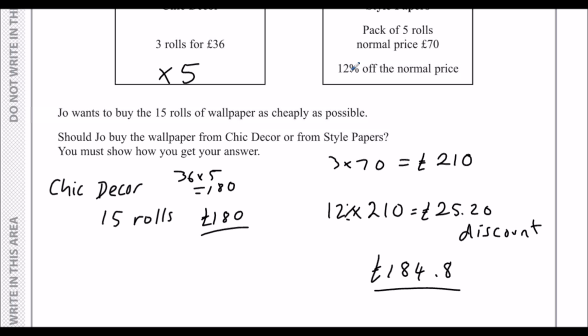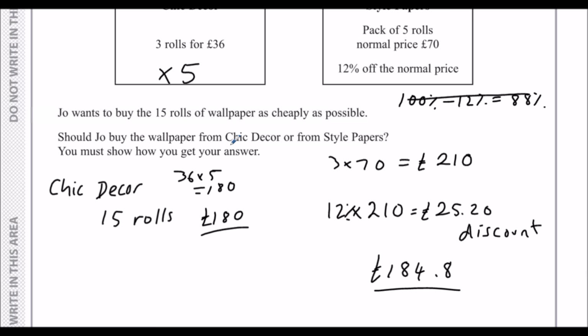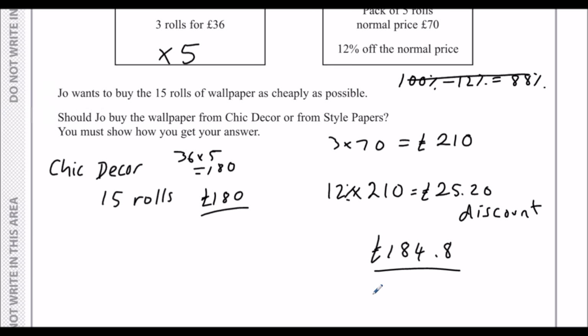I could have also done that in one calculation. So I could have said to take 12% off, it's 100%, take away 12%, which will leave me with 88%. So I could have said I want 88% of 210 and got to £184.80 in a single calculation. But we've got our prices now, so Chic Decor is cheaper. £180 is less than £184.